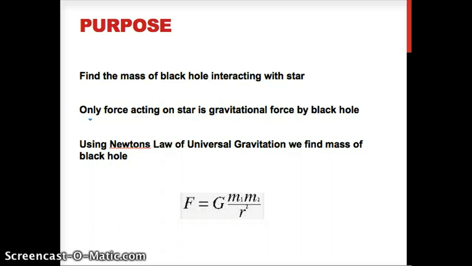The purpose of this lab is to find the mass of a black hole that interacts with a star that we are given the information for. We're assuming that the only force acting on this star is the gravitational force by the black hole. Using Newton's law of universal gravitation, we can find the mass of a black hole, that is shown: F equals G, 6.67 times e to the negative 11, times m1 m2 over r squared, m1 being the mass of the star, m2 being the mass of the black hole.